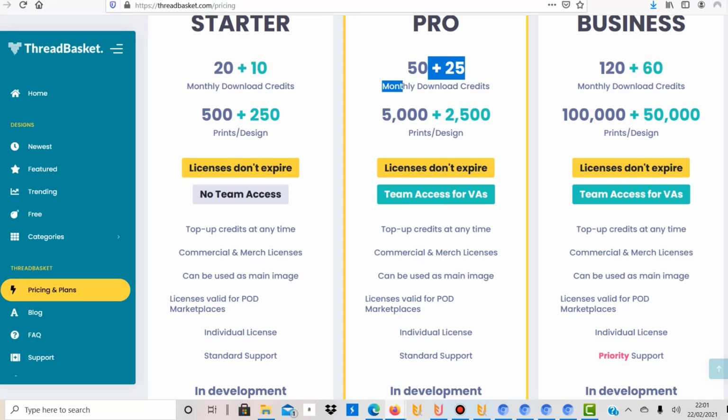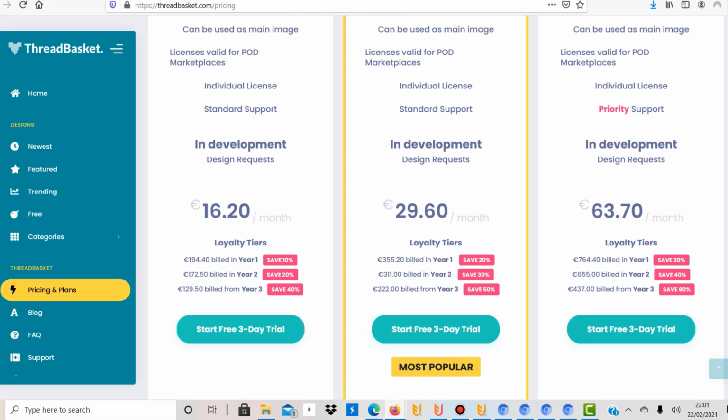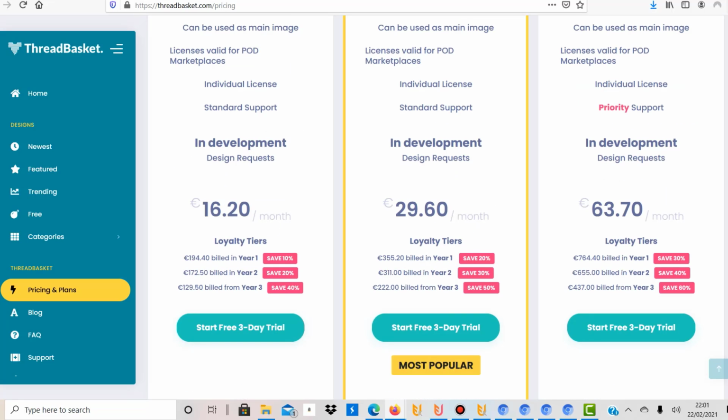I'm more worried about this. So you get 75 downloads, but then you have to pay 30 euros per month. I'm not sure. Let me know what you think, but I think 30 euros per month is quite a lot.